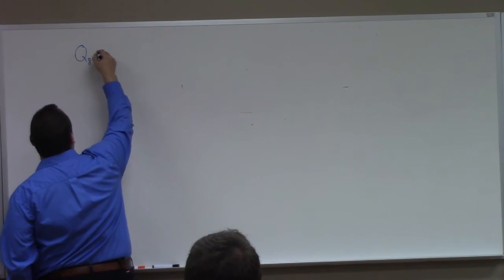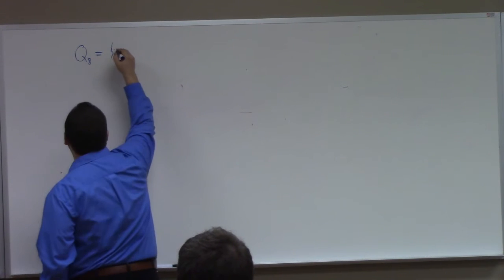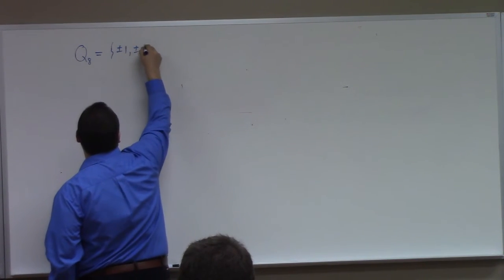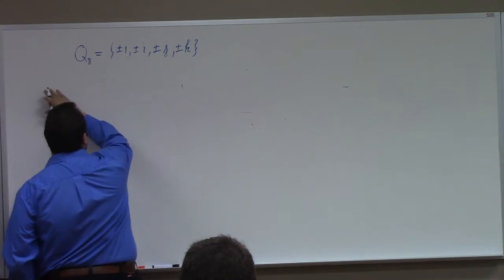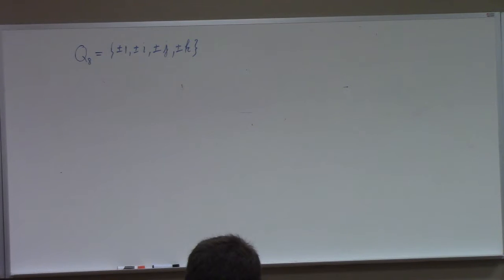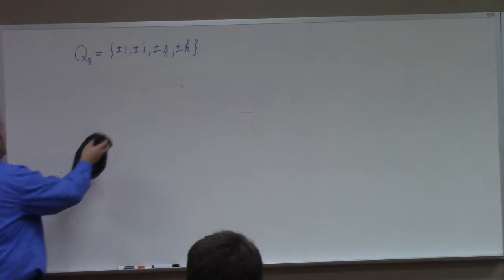So Q8 is basically, if you don't mind me using plus or minus notation, plus or minus 1, plus or minus i, plus or minus j, plus or minus k, right? Where these are quaternions, so they satisfy, sorry, lost without my eraser. So they all square to minus 1, right? Except plus or minus 1, right?